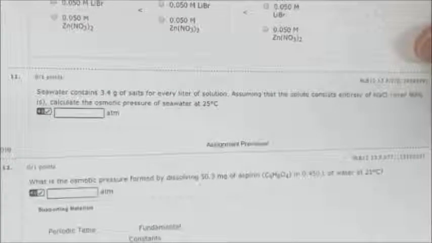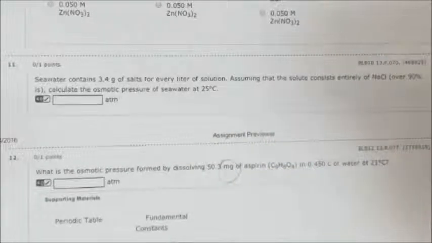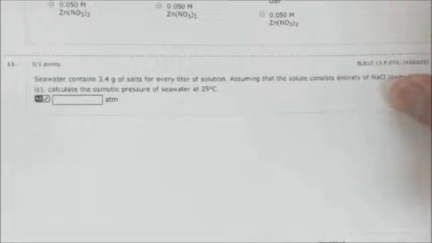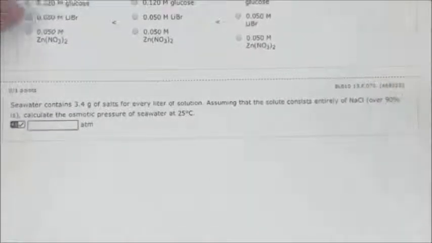And finally, the last two are osmotic pressure calculations. We won't bother to look at 12. It's pretty similar. Just notice the milligram unit right here. Otherwise, it's pretty similar to what we're going to do for number 11. It says seawater contains 3.4 grams of salts for every liter of solution, assuming that the solute consists entirely of NaCl. Calculate the osmotic pressure.